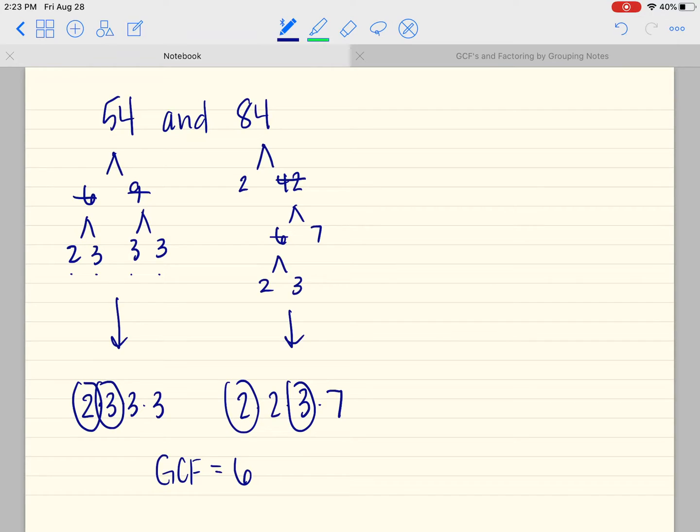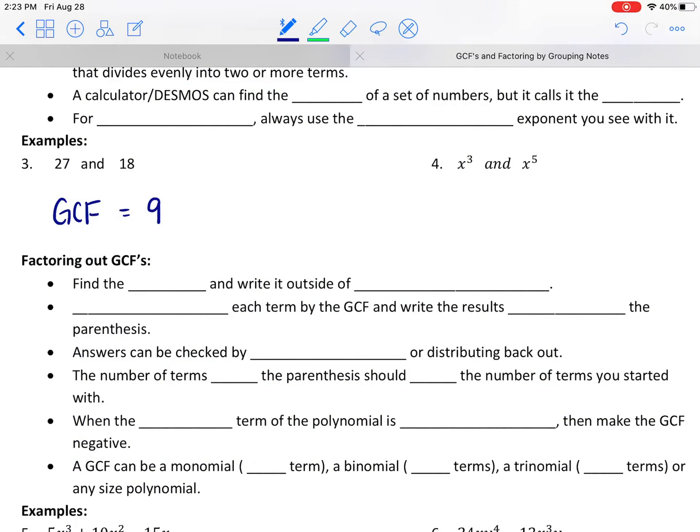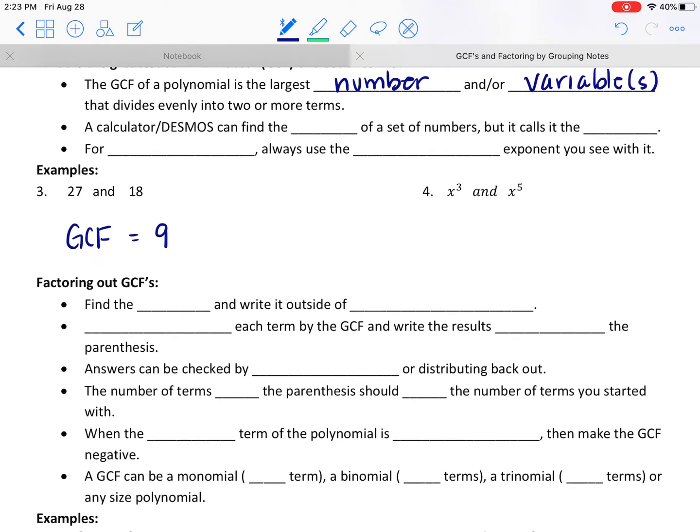But I show you the process so that you understand again what's happening with variables that aren't so easy to see, or that we're not so used to working with. Okay? So for example, x to the third and x to the fifth. What is the greatest common factor for x to the third and x to the fifth?